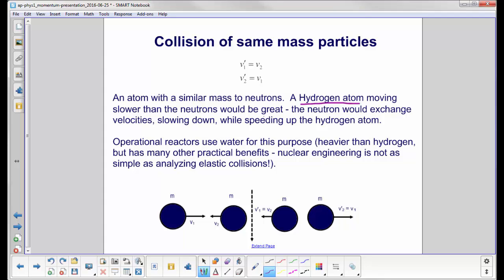Operational reactors use water for this purpose. Okay, water is heavier than hydrogen, right? It's 2 hydrogens and oxygen, but it's close enough, and it has many other practical benefits. Nuclear engineering is not as simple as analyzing an elastic collision, but it's roughly the same concept of slowing down the particles.